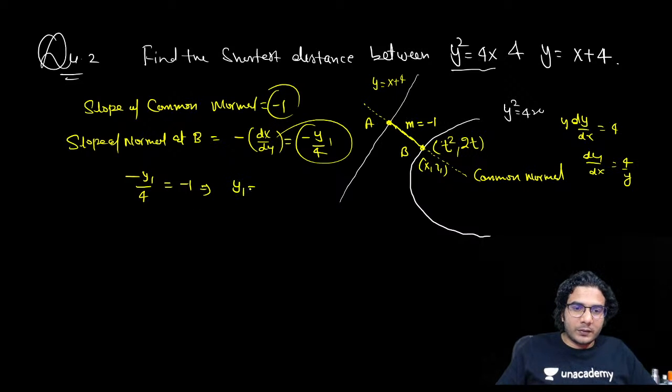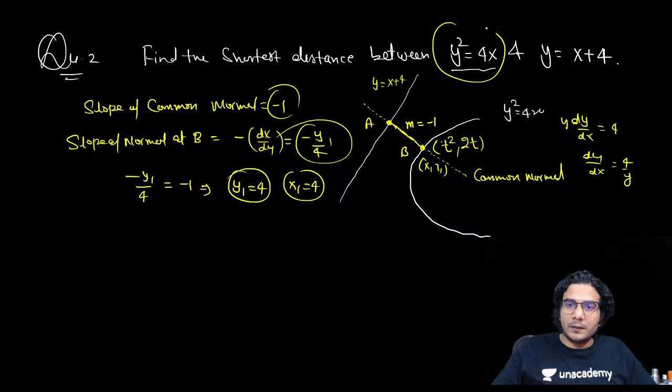So y1 is equal to 4. You got y1 is equal to 4. So x1 is also 4, if you put in this curve, y1 square is equal to 4x1. So this point B is 4 comma 4. Now 4 comma 4, B you have got, and you need AB.